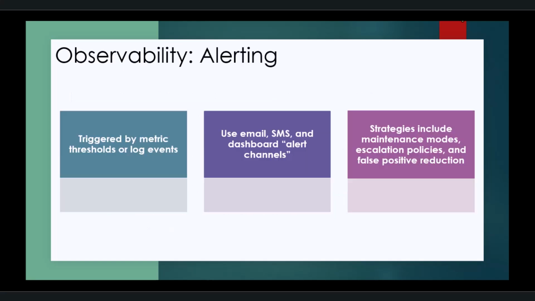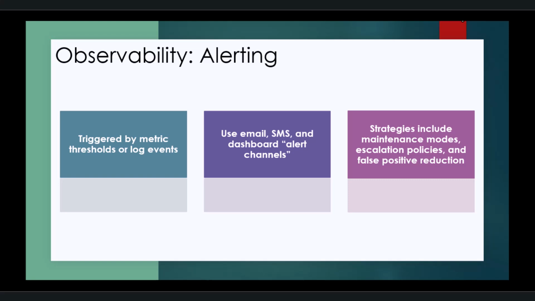Our final component of observability on the Cloud Plus exam is alerting, which can be triggered by metric thresholds or log events from various virtual systems. They can use email, SMS, and dashboard channels called alert channels. We might also leverage other things like a simple notification service with a push or pull or publish and subscribe relationship. And then alerting strategies include things like maintenance modes, escalation policies, and reducing false positives. Let me talk about those real quick before we finish up here.